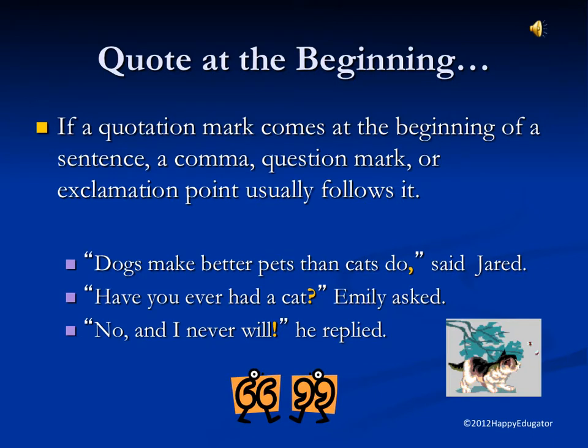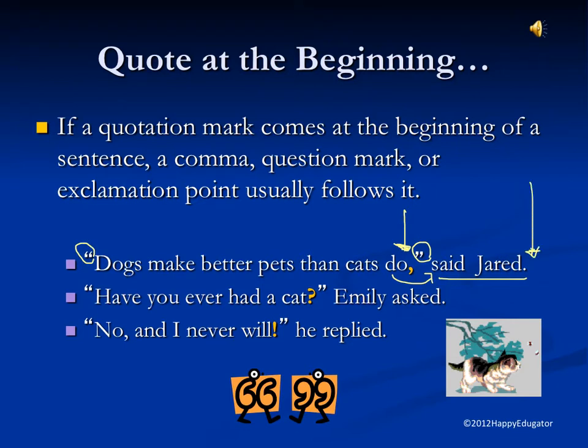If we have a quote at the beginning, a quotation mark comes at the beginning of a sentence, and a comma, question mark, or exclamation point usually follows it. So here the author decided to tag whoever was talking at the end. And Jared says, "Dogs make better pets than cats do," said Jared. I put quotation marks around what Jared said. And I use a comma here because I'm tagging Jared at the end. And my period comes at the end here.